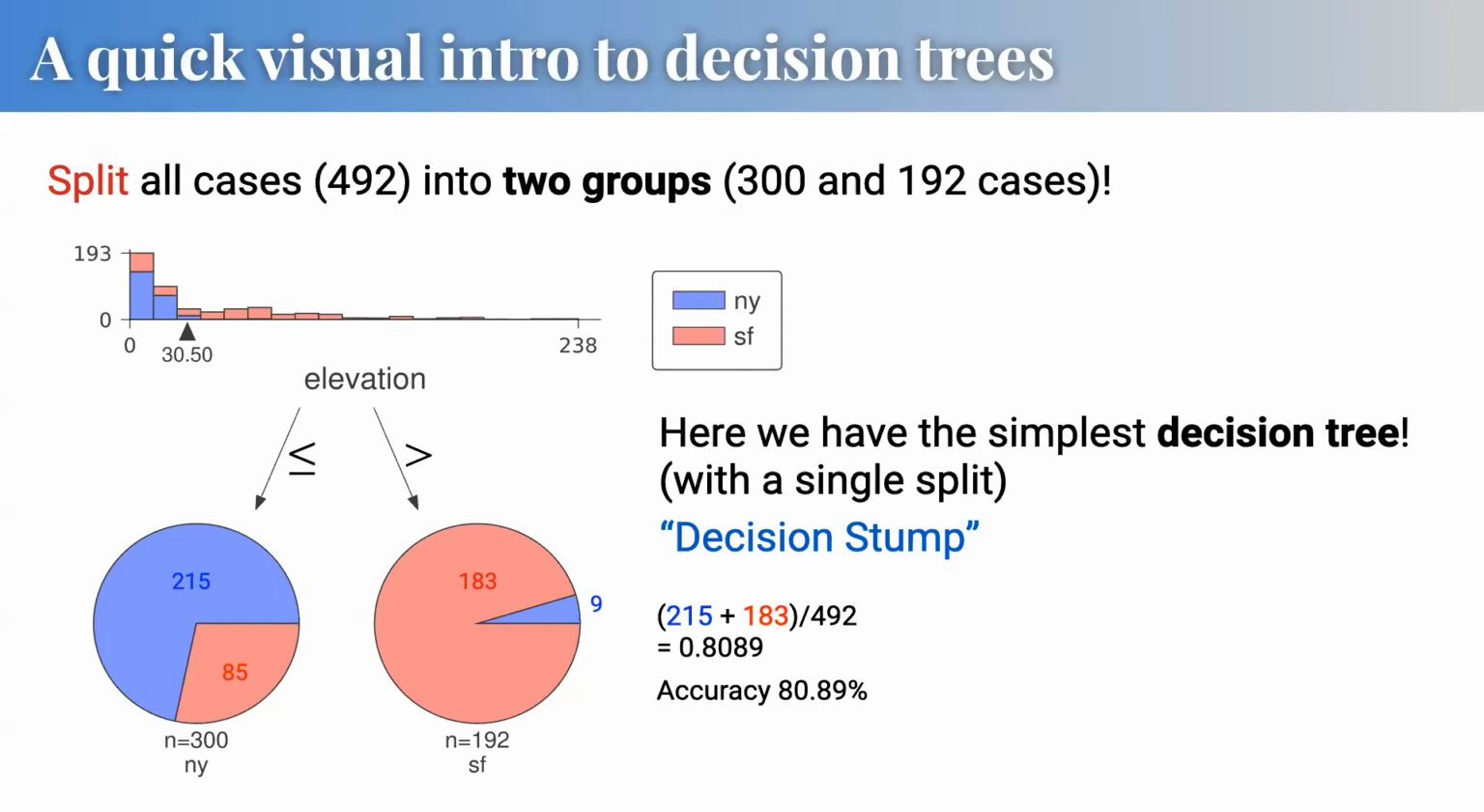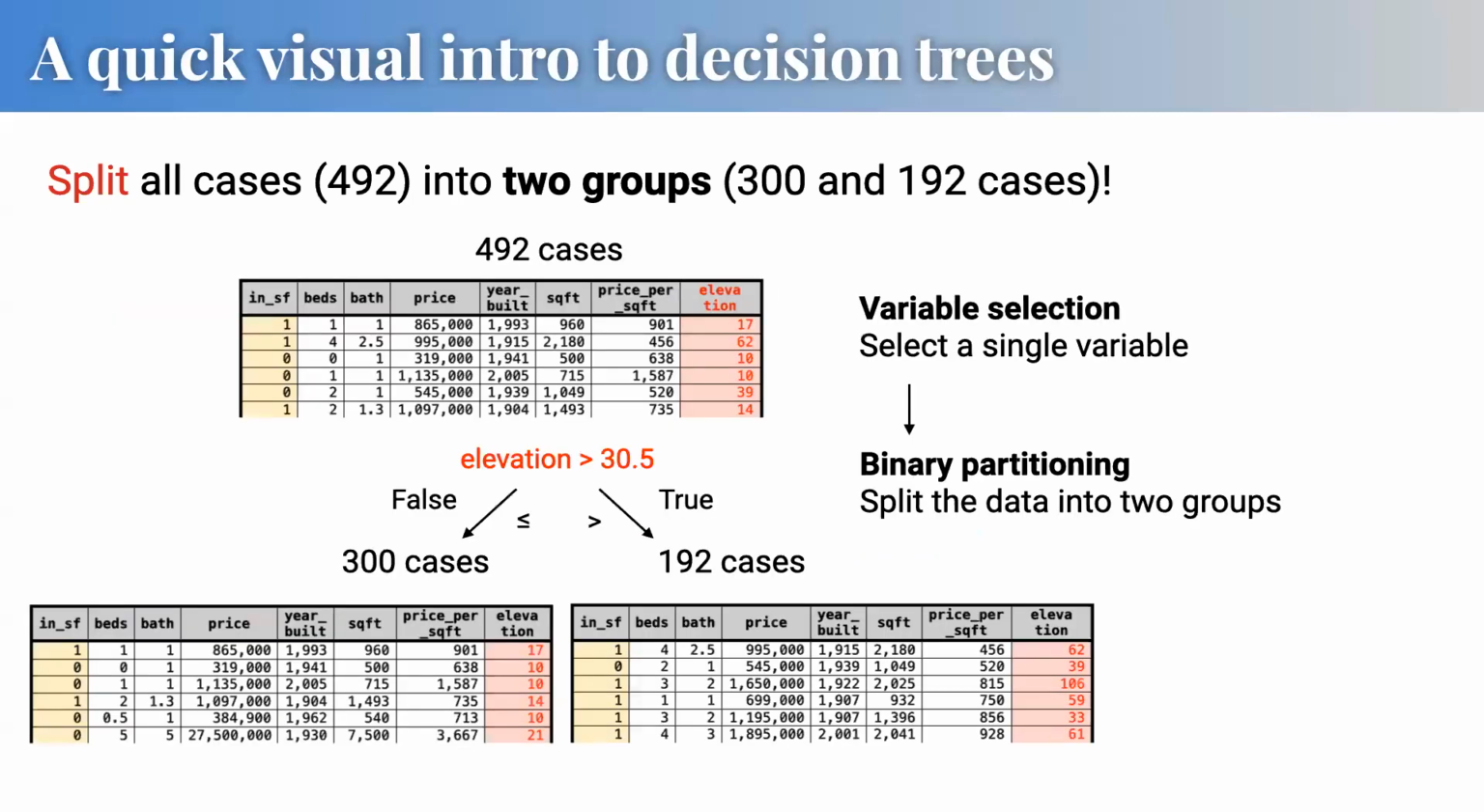But this is only one split here. This is called a decision stump. But this is a decision tree with only one node. And if we see this situation in the original table, we did something like this.